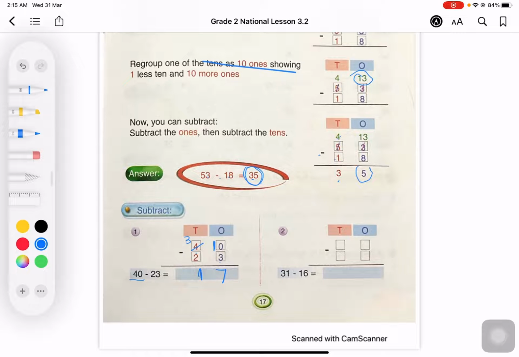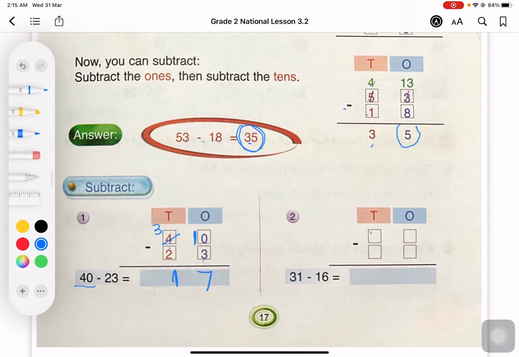Now let's do this. 31 minus 16. Write it in the boxes. 31 minus 16. Start. Can you take 6 from the 1? No. What are you going to do? Regroup, borrow. Borrow from the tens. The tens will be 2. So cross the 3 and write 2, 11.